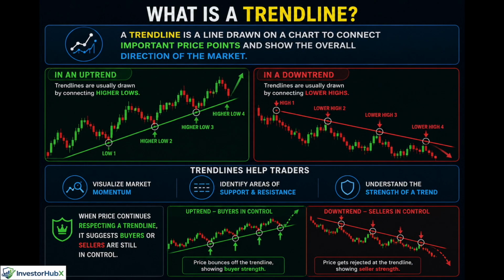A trend line is a line drawn on a chart to connect important price points and show the overall direction of the market. In an uptrend, trend lines are usually drawn by connecting higher lows. In a downtrend, trend lines are drawn by connecting lower highs. Trend lines help traders visualize market momentum, identify areas of support and resistance, and understand the strength of a trend. When price continues respecting a trend line, it suggests buyers or sellers are still in control.